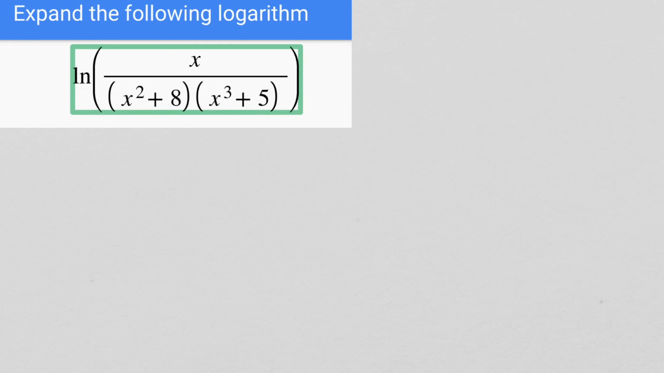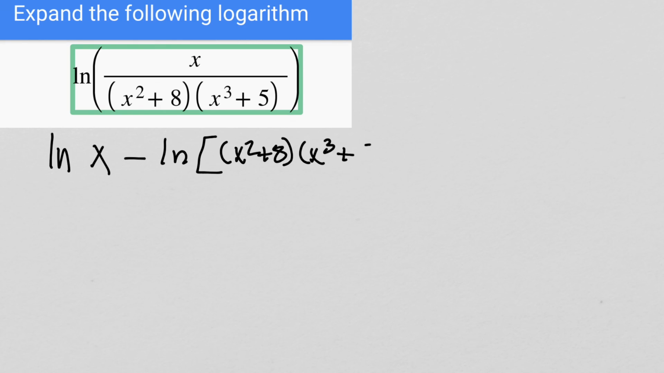All right, now you should go back in your notes to the log properties about expanding and condensing logs. So here we want to expand this logarithm. It says ln x divided by, and then underneath is x squared plus 8 times x cubed plus 5. So here we have division going on with multiplication. So what does division become in logs? When we expand, it becomes subtraction. So I'm going to do natural log of x minus natural log of this whole thing. Then I'm going to expand my multiplication here, which becomes addition.